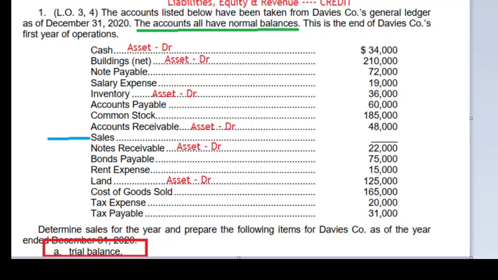Next thing, let's deal with our expenses. And for that, they usually tell you that it's an expense. How could they do that? Look here, salary expense. It told you it is an expense, hence a debit balance. Accounts payable, common stock, rent expense, another one, which says it is an expense.